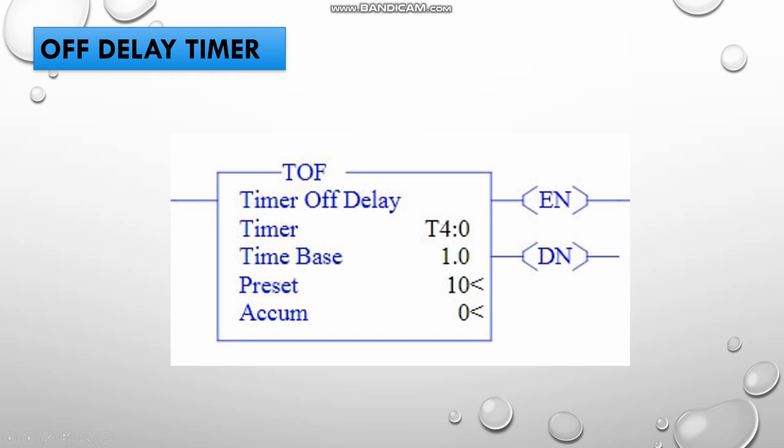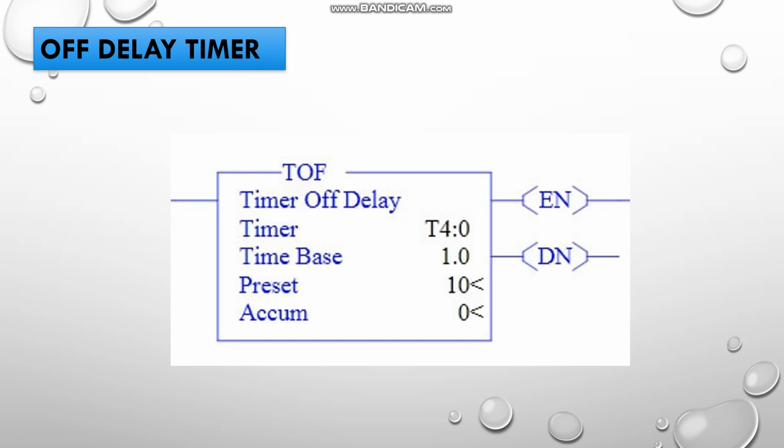The only difference here is that in the previous case we saw T on, and here it is T off. So what exactly do we mean by T off? Here the device gets turned off after some particular period of time. The time you initialize in the preset is the time after which the device gets turned off.